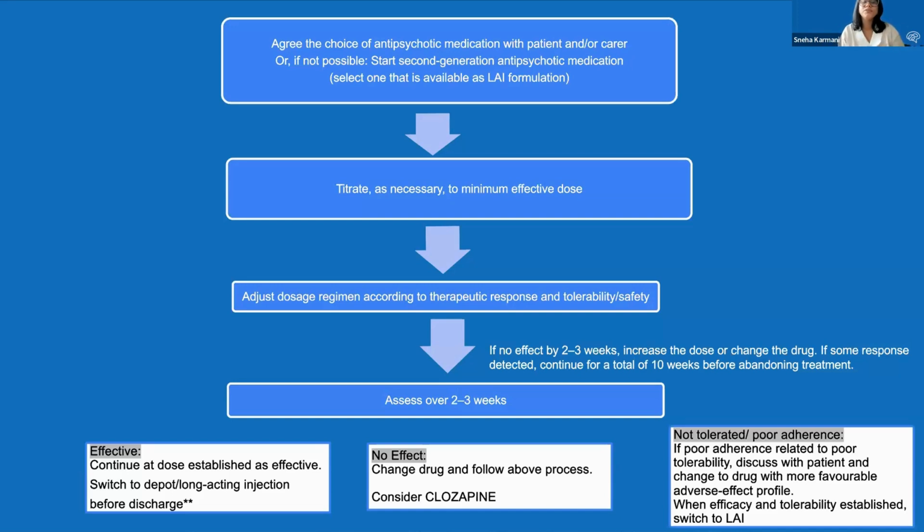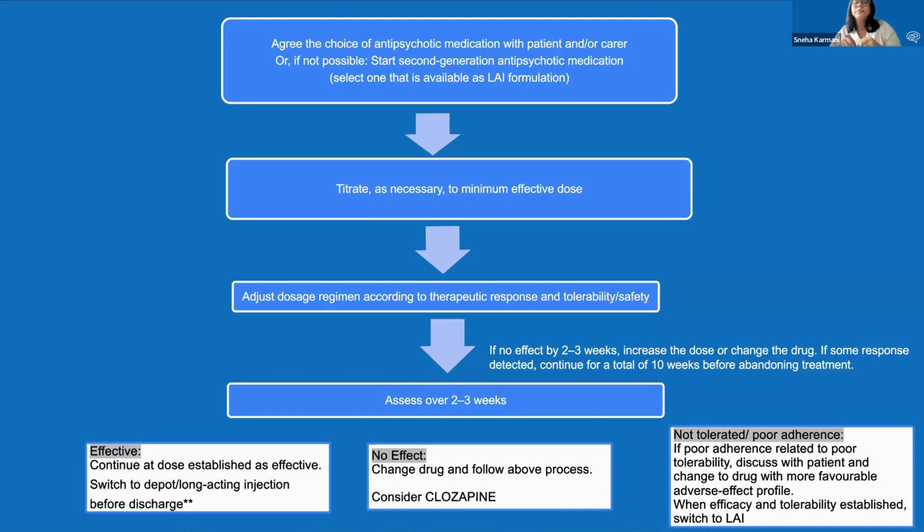And before discharge, if it's an inpatient, try to switch them to a depot or a long acting injection. If you do not see an effect, you change the drug and you follow the above process from the start. But still, if there is no effect, you consider clozapine and make sure that both a second generation and a first generation have been tried before clozapine is being considered.